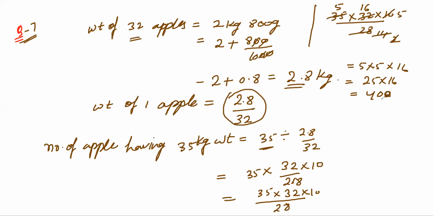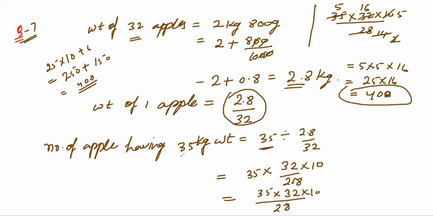Is the answer 400? 25 into 16. 25 into 10 plus 6. So it is 250 plus 150. Okay, the answer is 400. So the container which is having 35 kilogram of apples will have 400 apples.